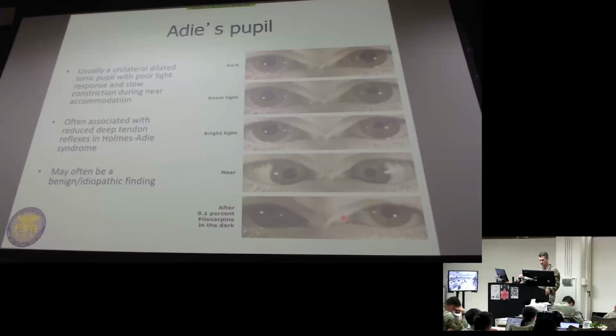All right, Addie's tonic pupil is this last one I want to pay attention to. This one is a unilateral dilated tonic pupil. Does anyone know the term tonic? Kind of like atonic. It's not really flexing properly. So the poor light response constriction, especially near accommodation, is associated with deep tendon reflexes and Holmes-Adie syndrome. Don't worry about memorizing that. It may often be an idiopathic or benign finding.